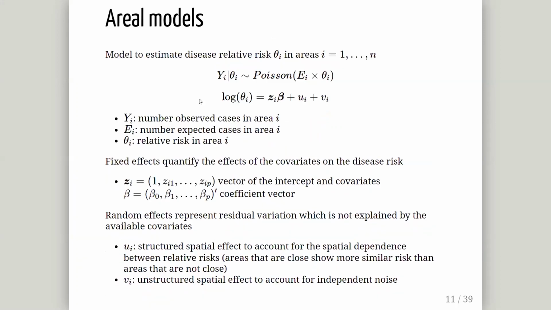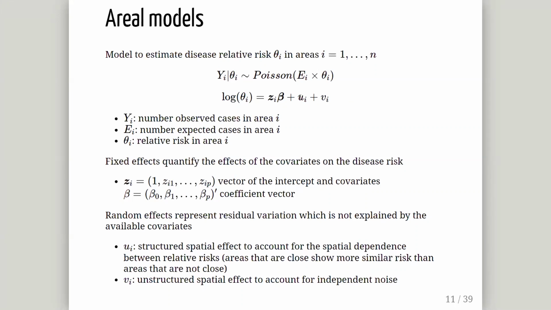So we can use this model, for example: conditional on the relative risk of area i, the number of people with the disease in area i follows a Poisson distribution with mean the expected count times the relative risk. And then we can say that the logarithm of the relative risk is equal to some covariates plus random effects. So here, the fixed effects quantify the effects of the covariates on the disease risk, and the random effects represent residual variation that cannot be explained by the available covariates.